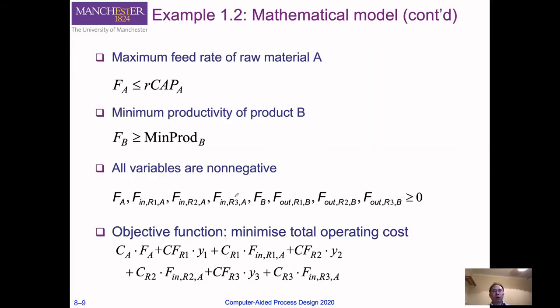Next, we also have some limits in this example. We have the maximum feed rate of raw material A. Then we can write FA, the total flow rate of A, should be less than or equal to the maximum rate of A. And also we need to satisfy the minimum productivity of B. Then we can write FB is greater than or equal to the minimum productivity of B. All variables should be non-negative.